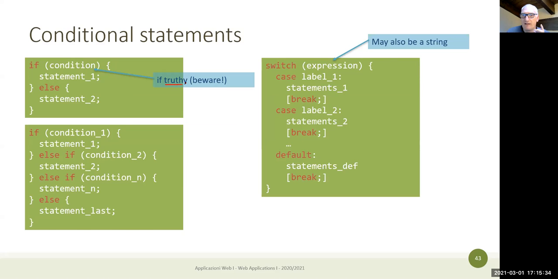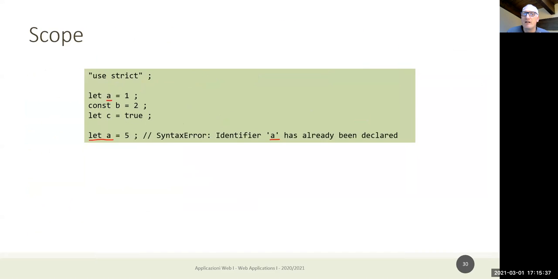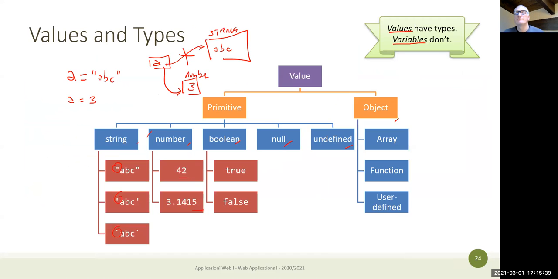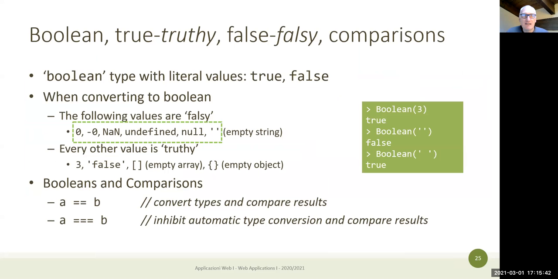What does it mean? Let's go back to one slide that we skipped before. This slide is about Booleans. We are used to Booleans in C being 0 or 1, or 0 and different from 0. In Java, they are true or false. In Python, they are true or false. In JavaScript, anything can be a Boolean or can be interpreted as a Boolean. So the Boolean type has two specific literal constants, called true and false. These are the real Booleans.